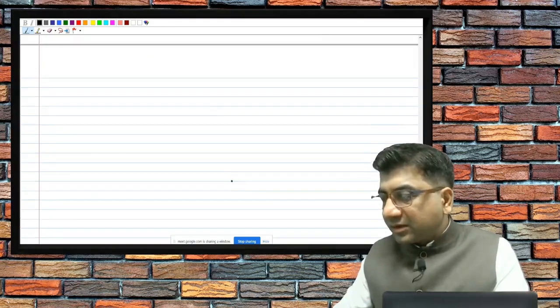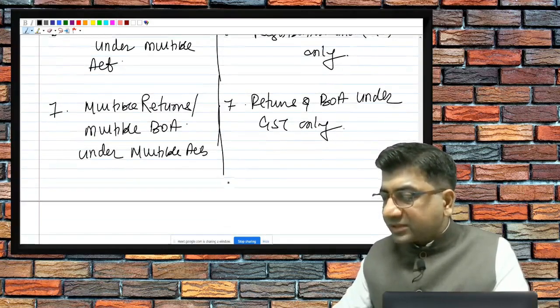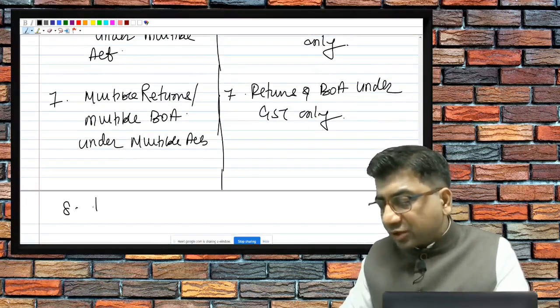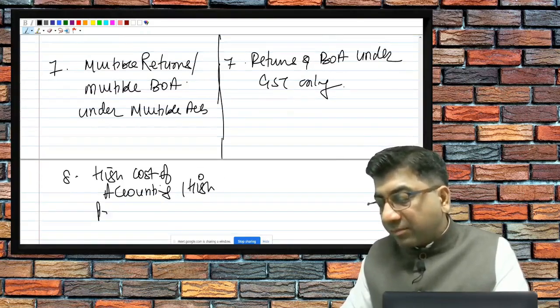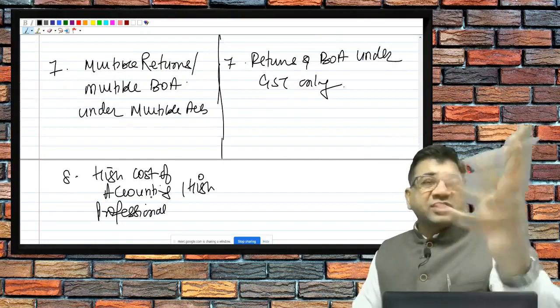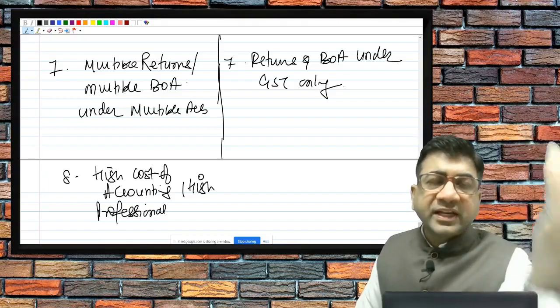Next, under the old system, my dear friends, there was a high cost of accounting and high professional fees, because multiple Acts were there, and multiple professionals. One professional was good in service tax, another professional was good in excise, another professional was good in something else.